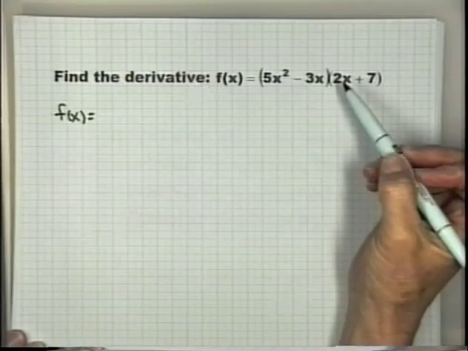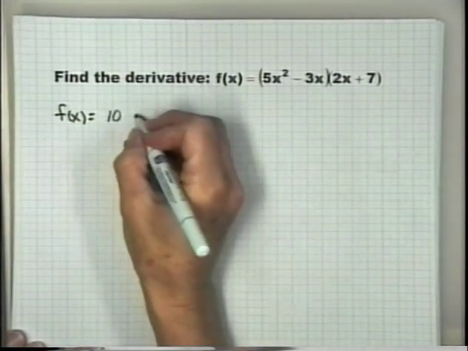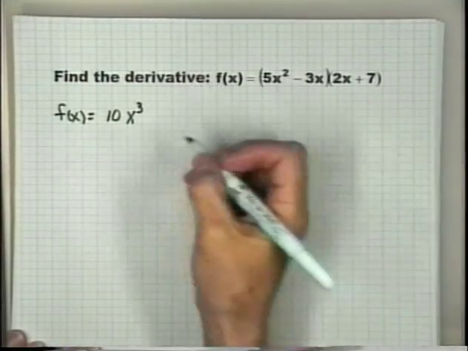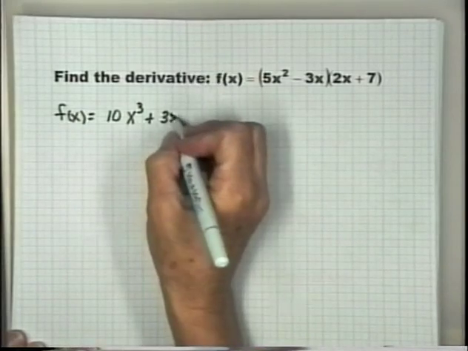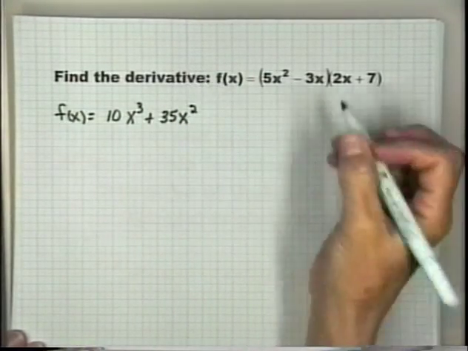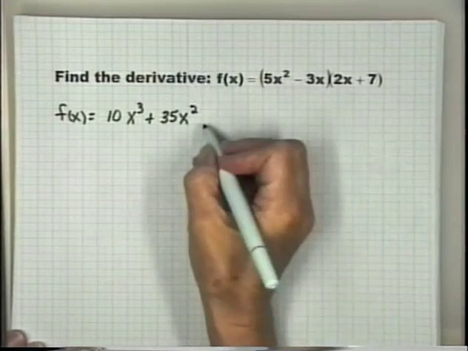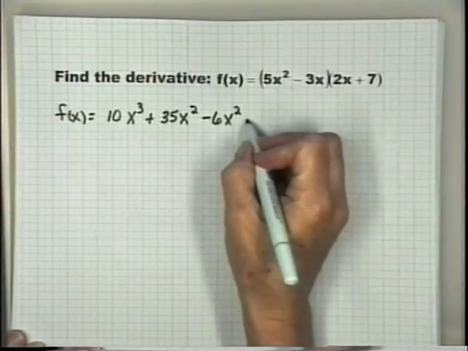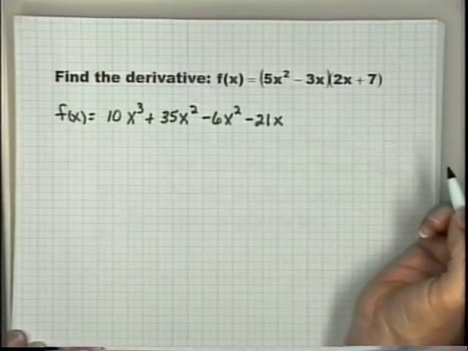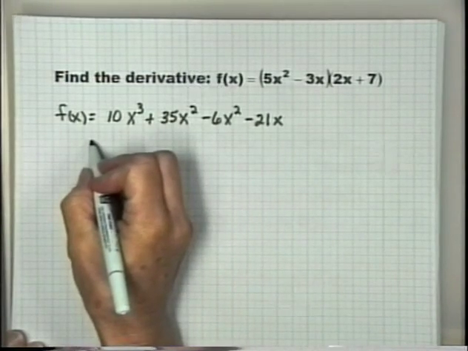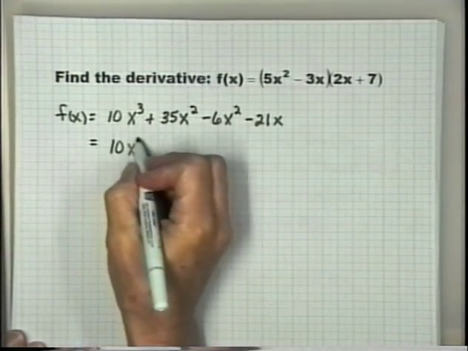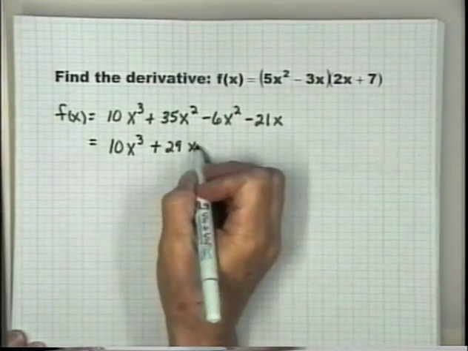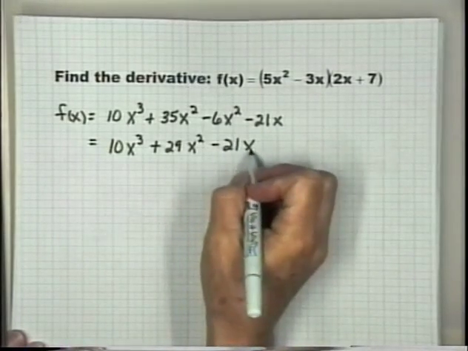5x squared times our 2x would give us 10x cubed. Our outside product, 5x squared times 7, would be a plus 35x squared. Our inside product is going to be a negative 6x squared. And finally, the last two terms multiplied is a negative 21x. Now I'm going to go ahead and simplify this before we find the derivative. We have 10x cubed. 35 minus 6 would give us 29x squared minus 21x.